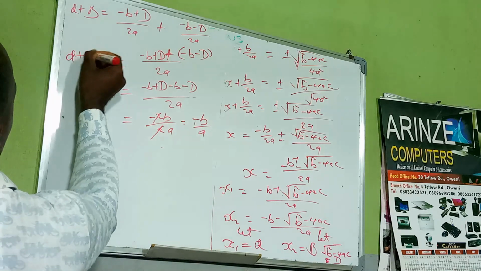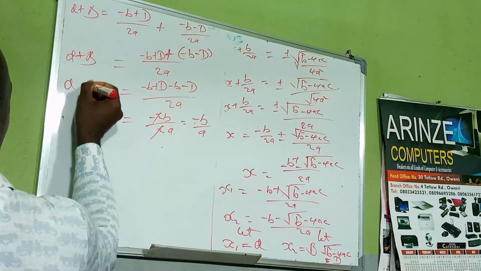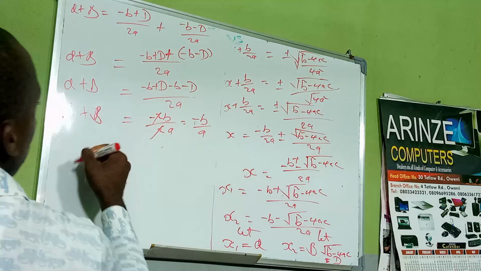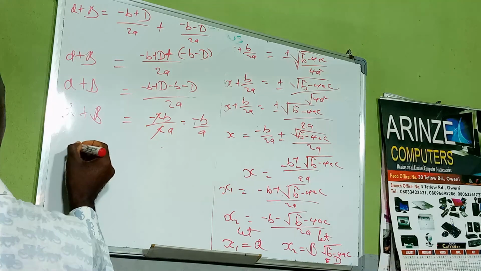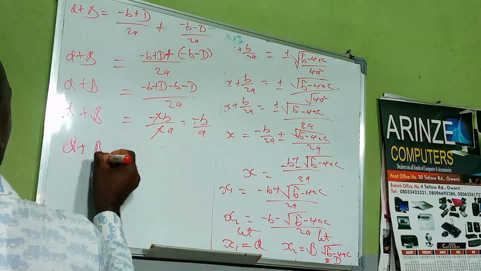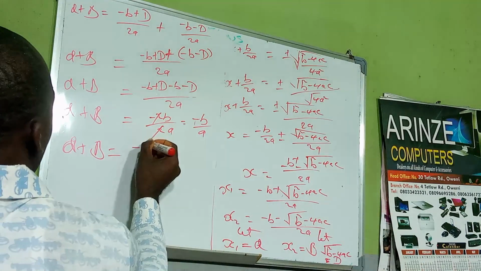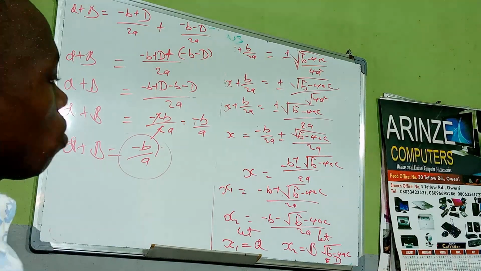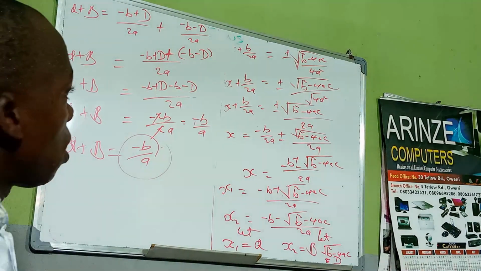We have alpha plus beta. So that is, alpha plus beta will be equals to what? Minus b over a. So that is the answer. So that is how it was proven.